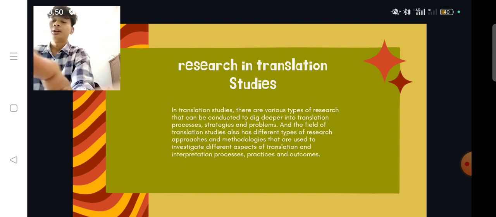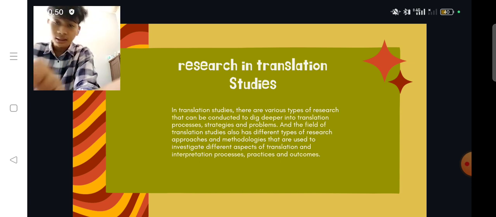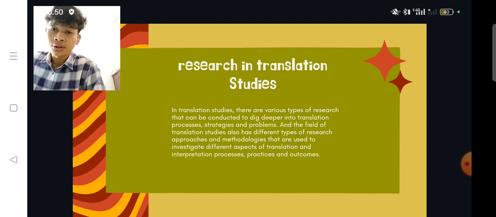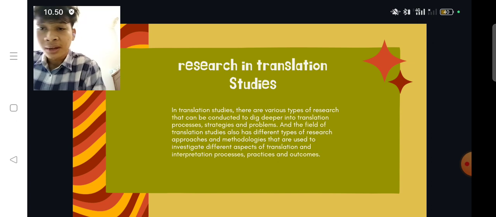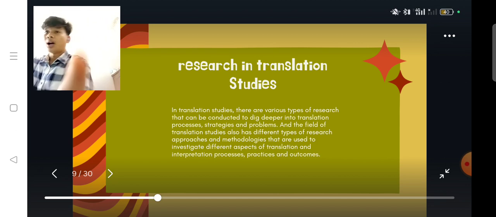The research in translation studies: there are various types of research that can be conducted to delve deeper into the translation process, like strategies and problems. The field of translation studies also has different types of research approaches and methodologies that are used to investigate different aspects of translation and interpretation, the interpretation process, practice, and outcomes.